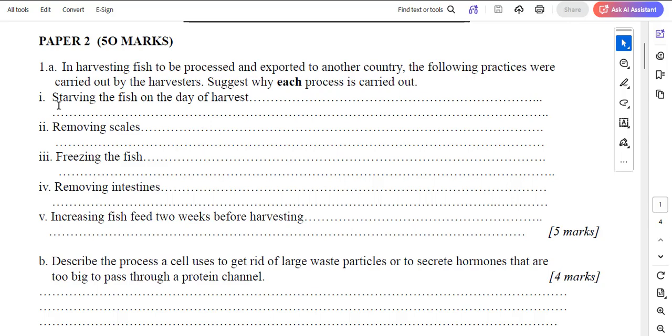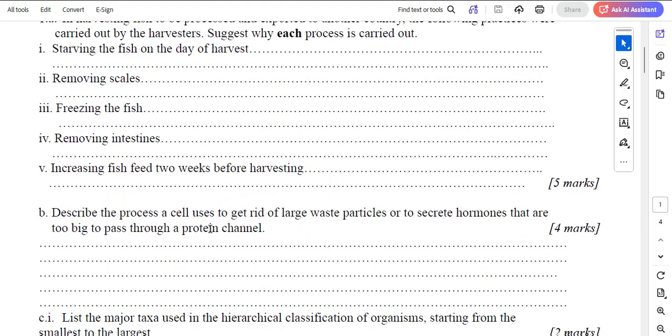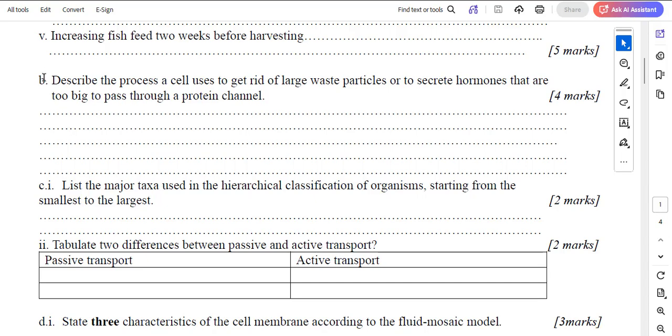i, starving the fish on the day of harvest; ii, removing scales; iii, freezing the fish; iv, removing intestines; v, increasing fish feed 2 weeks before harvest. Then we look at B.